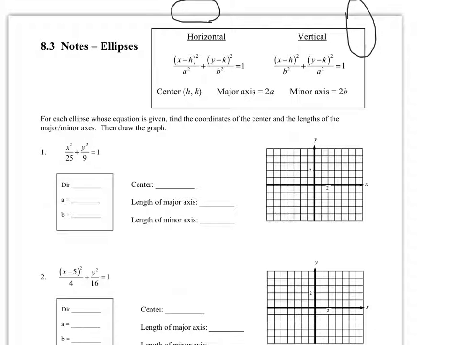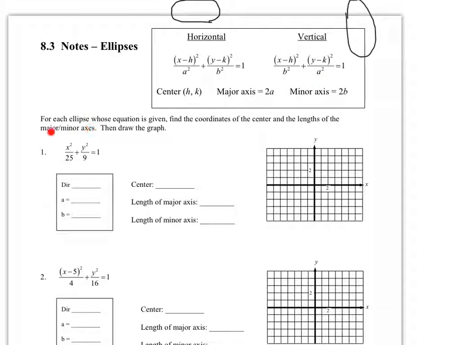And notice the subtle differences, okay? We have the (x minus h) squared plus (y minus k) squared. Okay, that's just from circles. The only difference is now we have a squared and b squared in the denominator, and it's set equal to 1, okay? So the major axis is the a, okay? So notice when horizontal, the major axis is under the x. For the vertical, the major axis is under the y.